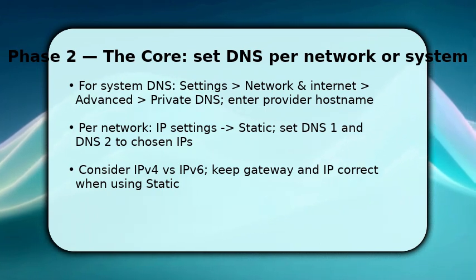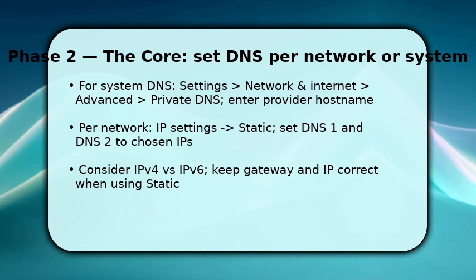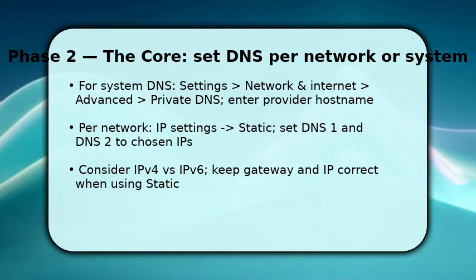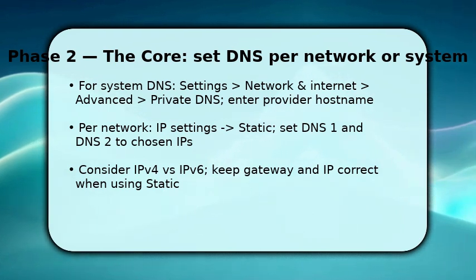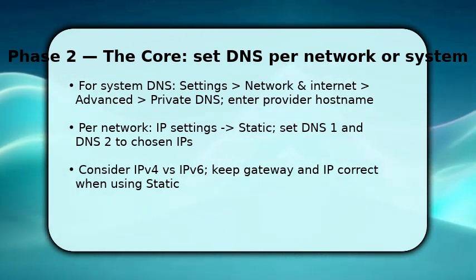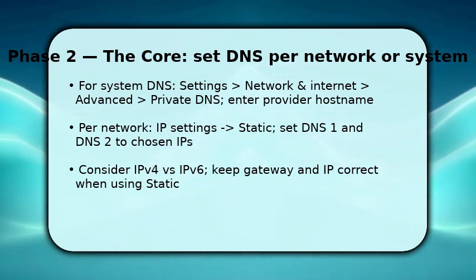Alternatively, modify the Wi-Fi network, switch IP settings to static, then input DNS1 and DNS2 as the IP addresses you picked. Keep the IP address and gateway unchanged unless you know what to change. Once done, save, reconnect, and the device will start resolving through the new servers immediately.